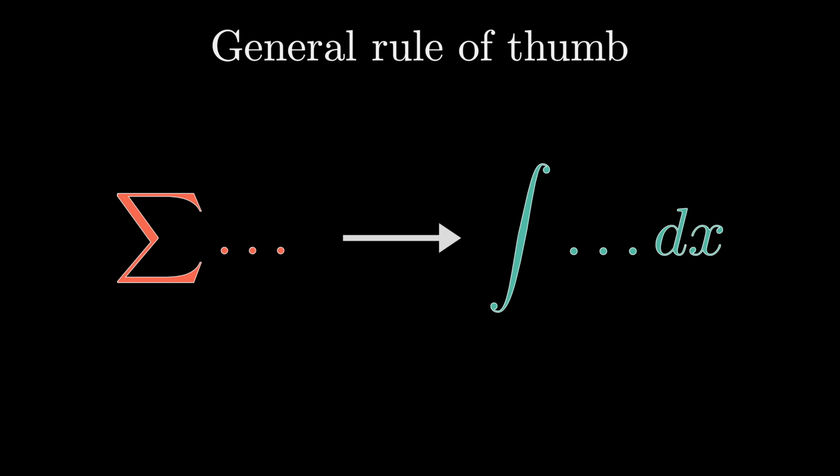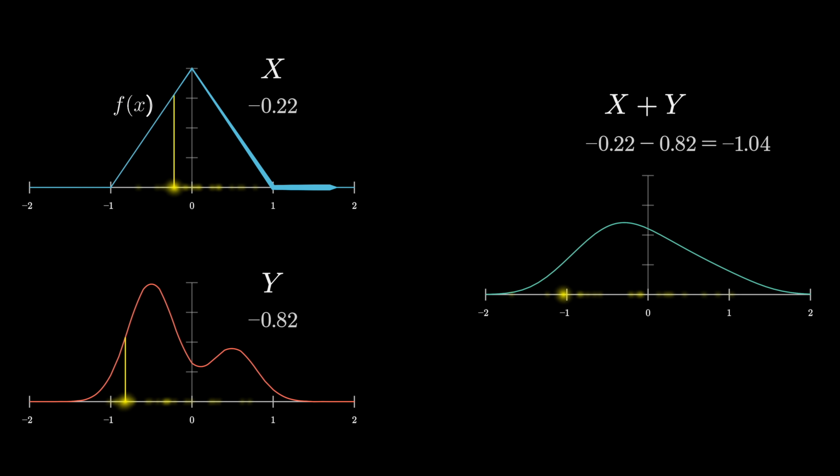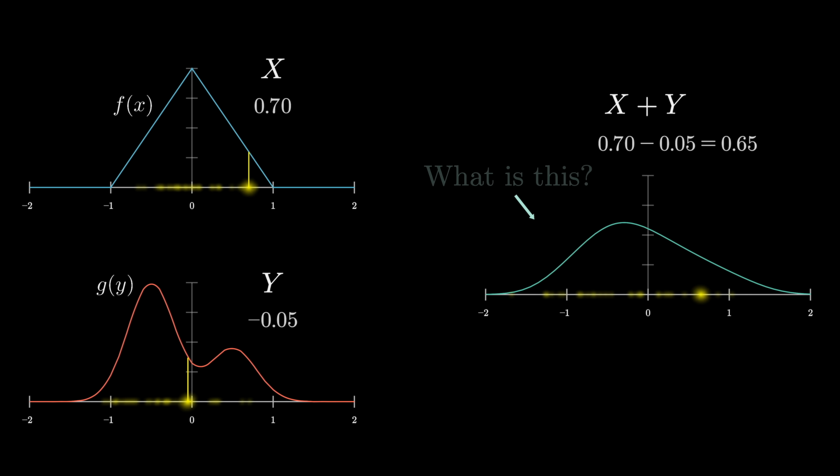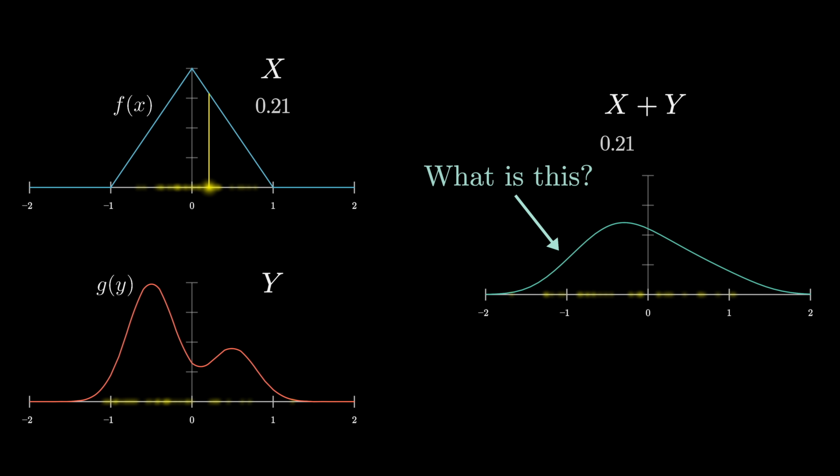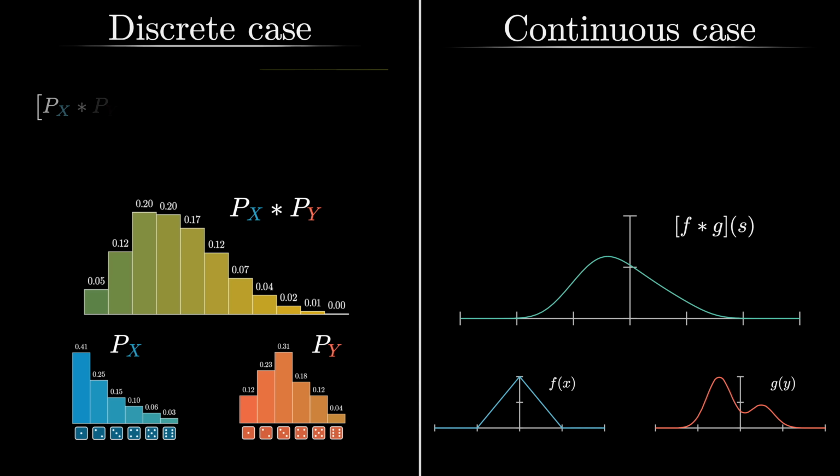So let's think about what that means for our main example. Let's say we have two different random variables, but this time each one will follow a continuous distribution, and we want to understand their sum and the new distribution that describes that sum. You can probably already guess what the formula will be just by analogy.